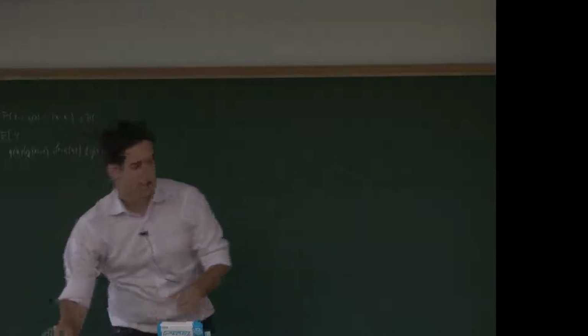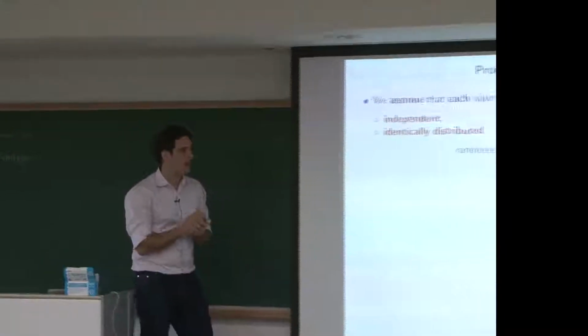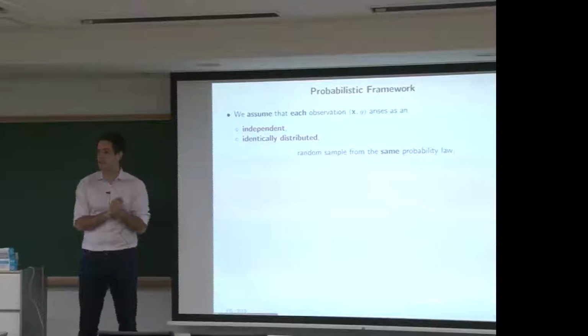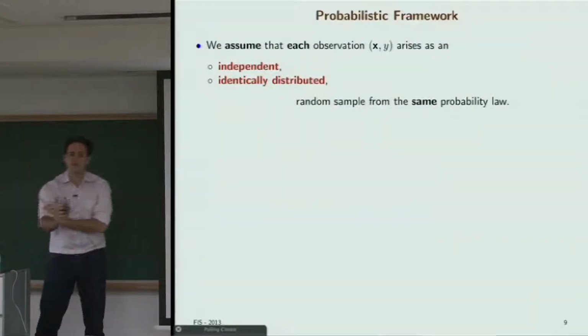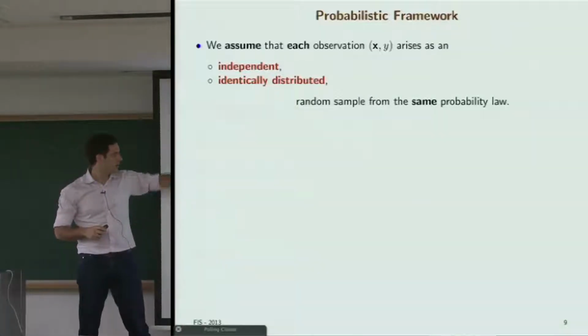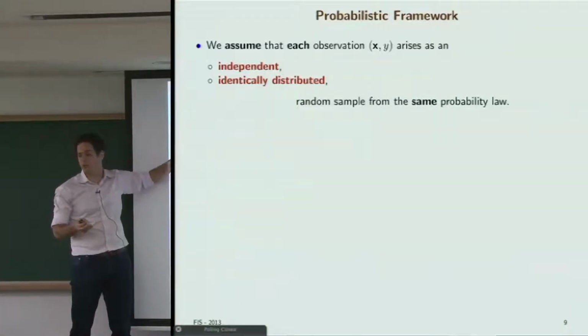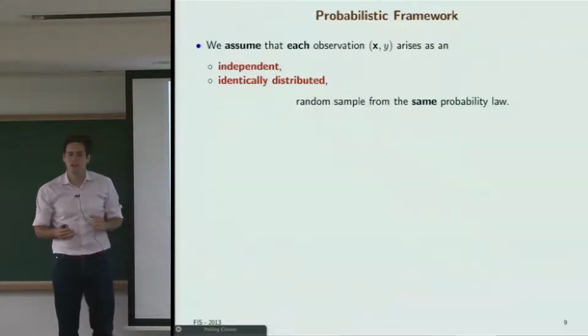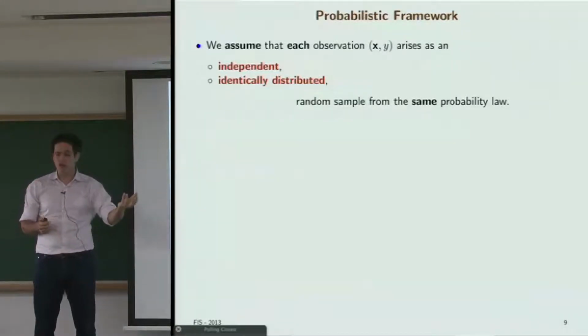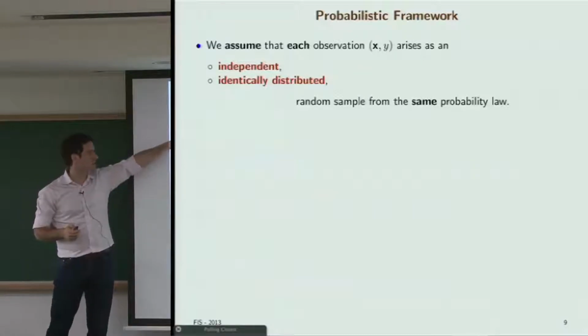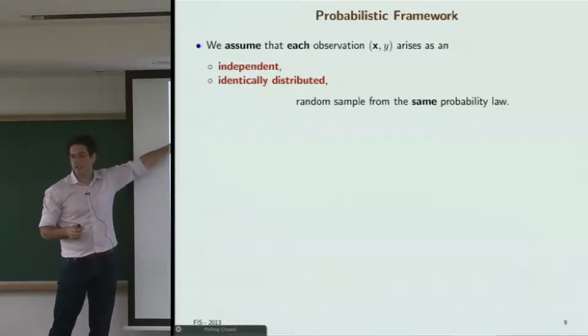So if you assume both independence and identical distribution, then you can work with a lot of the statistical learning theory framework. Again, those two are not equivalent, right? They're two different ideas. So we assume that all our observations are IID. So this is shortened as IID.